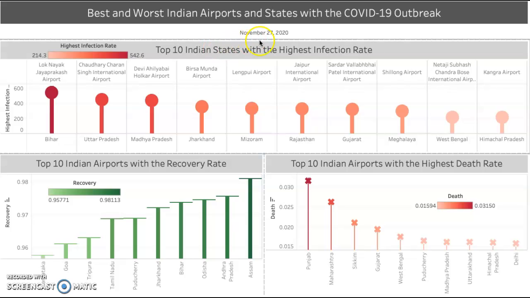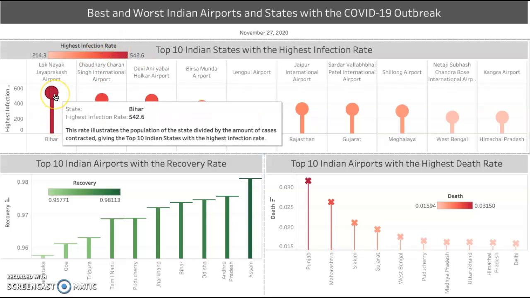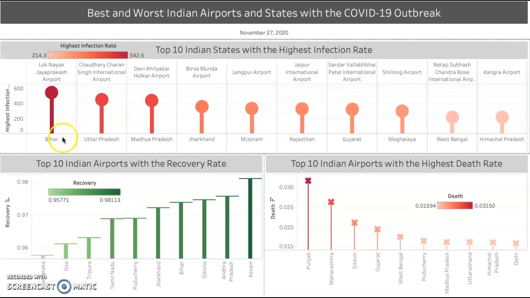But anyway, going into the data to begin, the top graph shows a breakdown of India's top 10 states with the highest infection rate. This was actually a calculated field that I had created. I basically just took the population divided by the amount of cases to get a number for what that highest infection rate would look like. So as we can see, this is the top 10 states ranked.